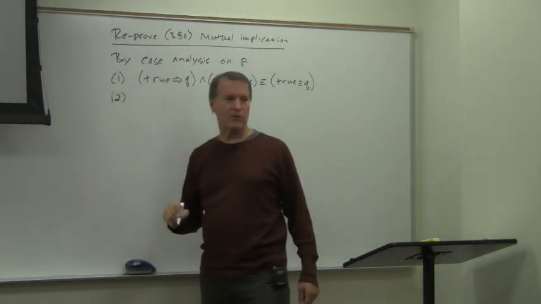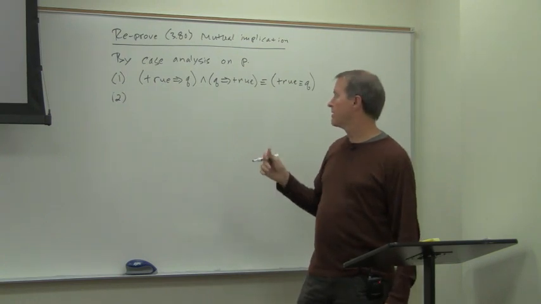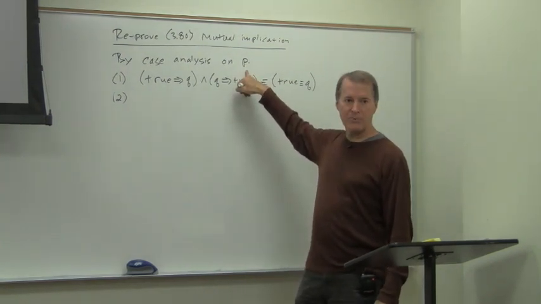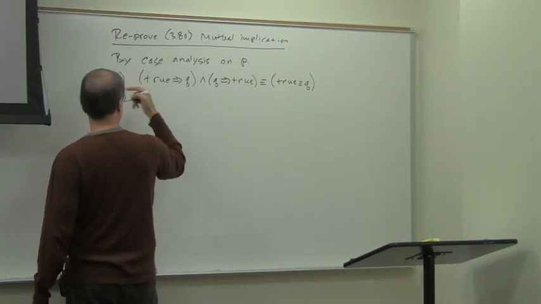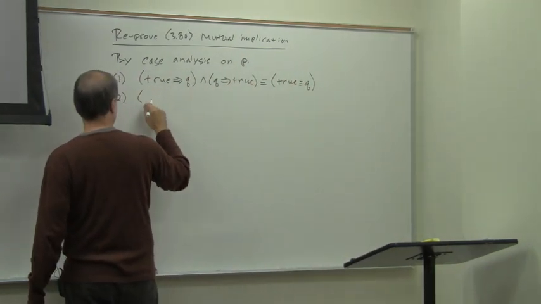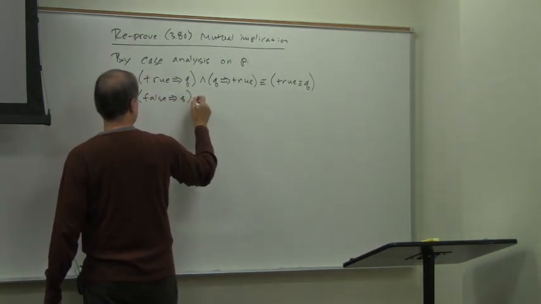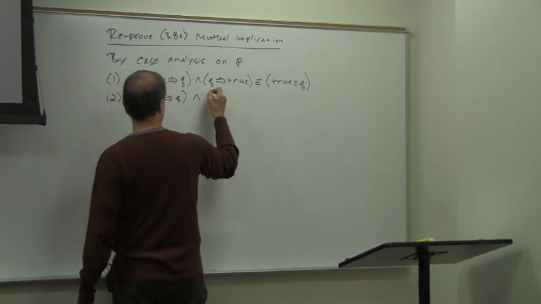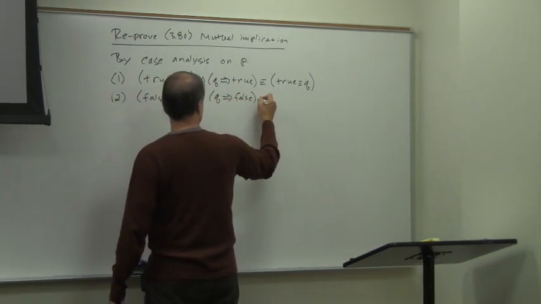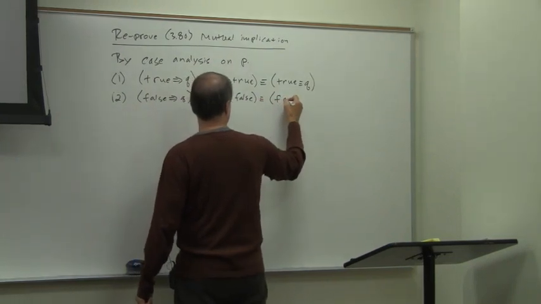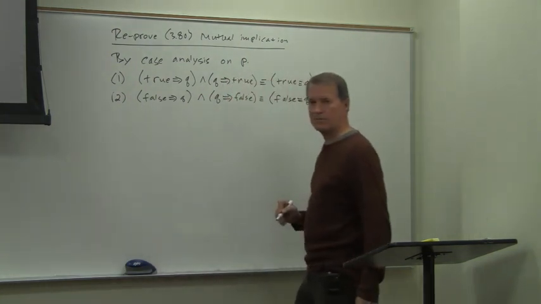And the second thing you have to write down is the same thing, but everywhere there's a P, you replace it by false. So now let's write this down with false. False implies Q and Q implies false equivales false equivales Q.